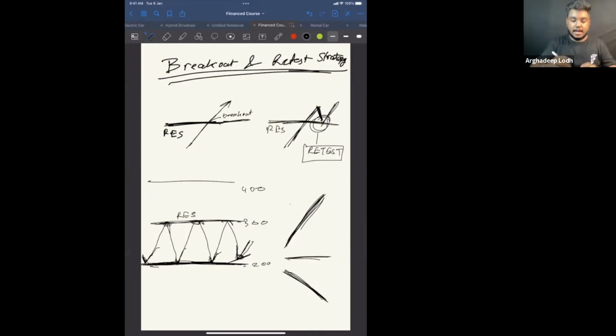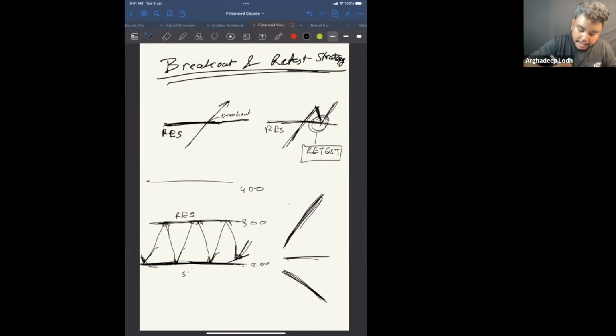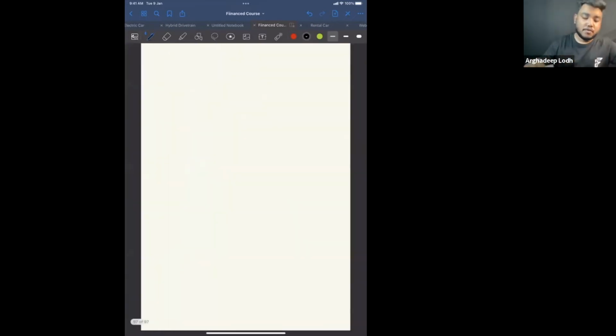चलो, this is how we draw support and resistance lines. There are a lot of ways to draw support and resistance lines, but the four most standard ways are: number 1, basic support and basic resistance.